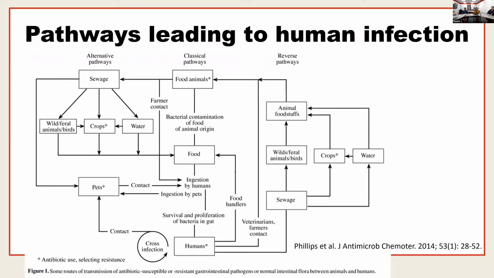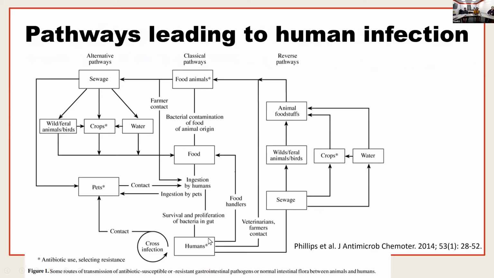There are different exposure pathways that can lead to human infection with antimicrobial-resistant bacteria. In the center is summarized the classical pathway. You can see food in the center, but it could start from the food animal where antibiotics are used. That could trigger the development of antimicrobial-resistant bacteria, and the food of animal origin can be contaminated. Then through the consumption of the food, people can ingest the resistant bacteria and get infected.